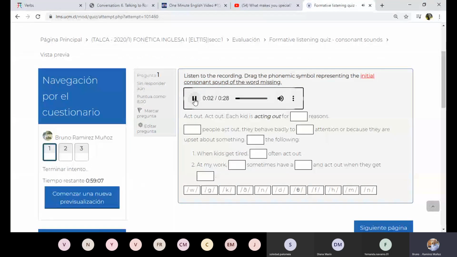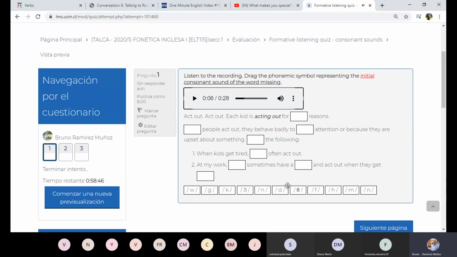Act out. Each kid is acting out for different reasons. When people act out, they behave badly to get attention or because they are upset about something. Act out. Each kid is acting out for different reasons.